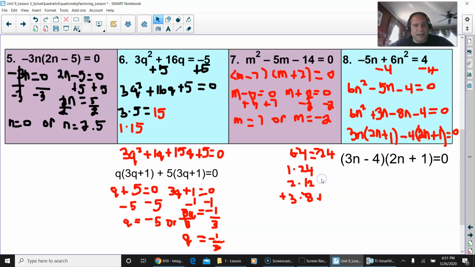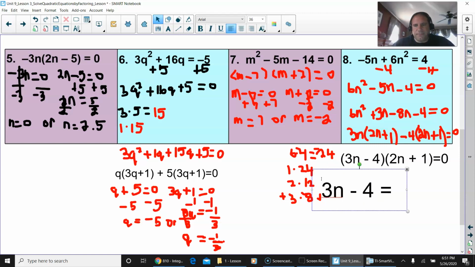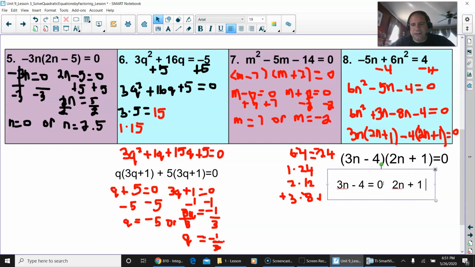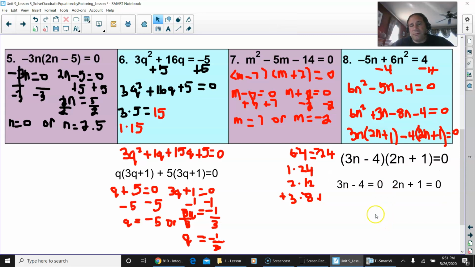When I do split that up, it's 3n minus 4 equals 0. Then I have on the other side 2n plus 1, and that also equals 0. I have two equations. I need to solve them both. Go ahead and solve them both, and then you'll find your roots.